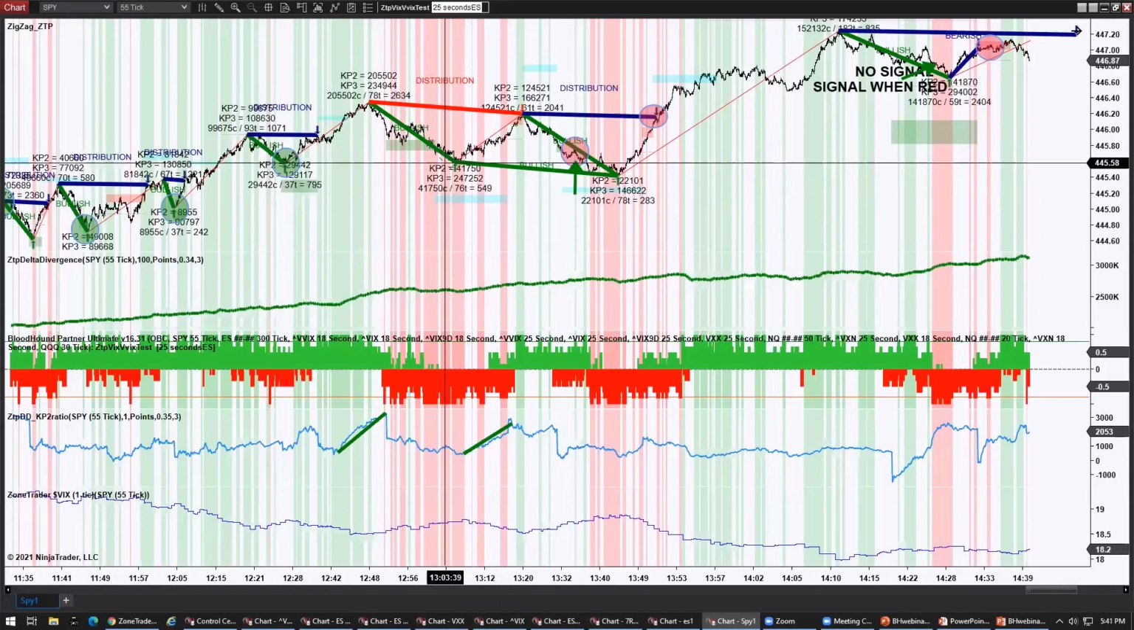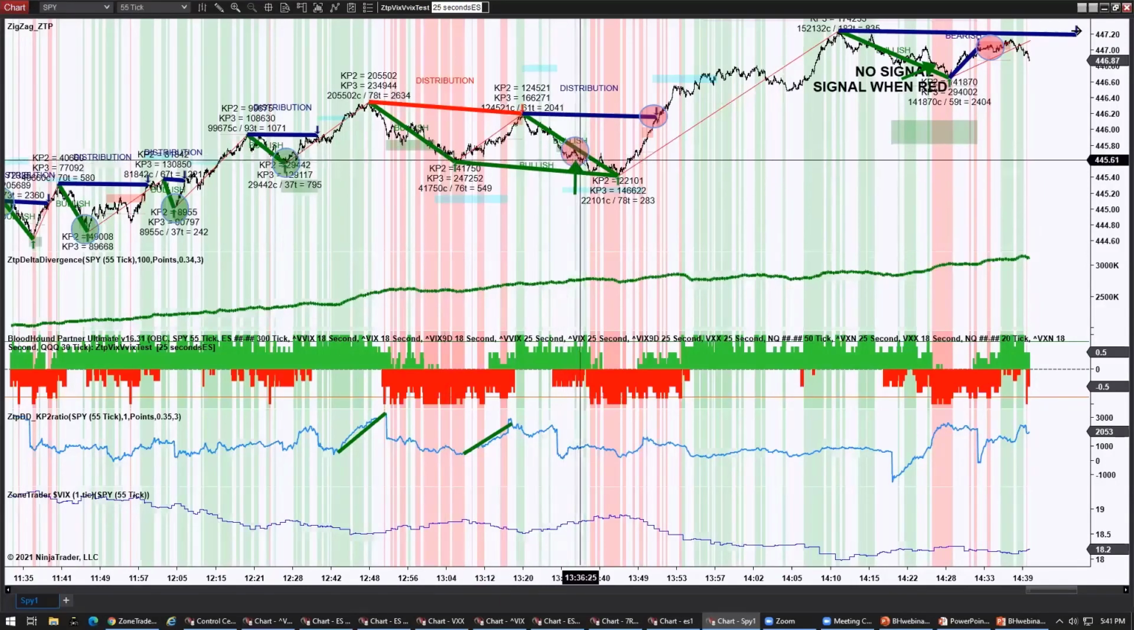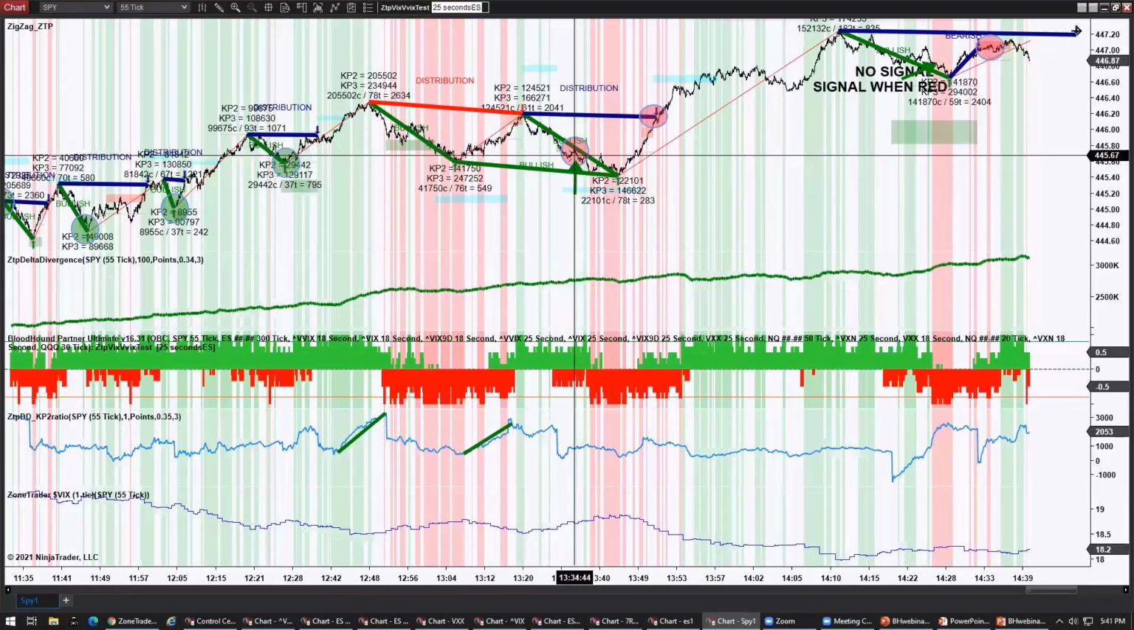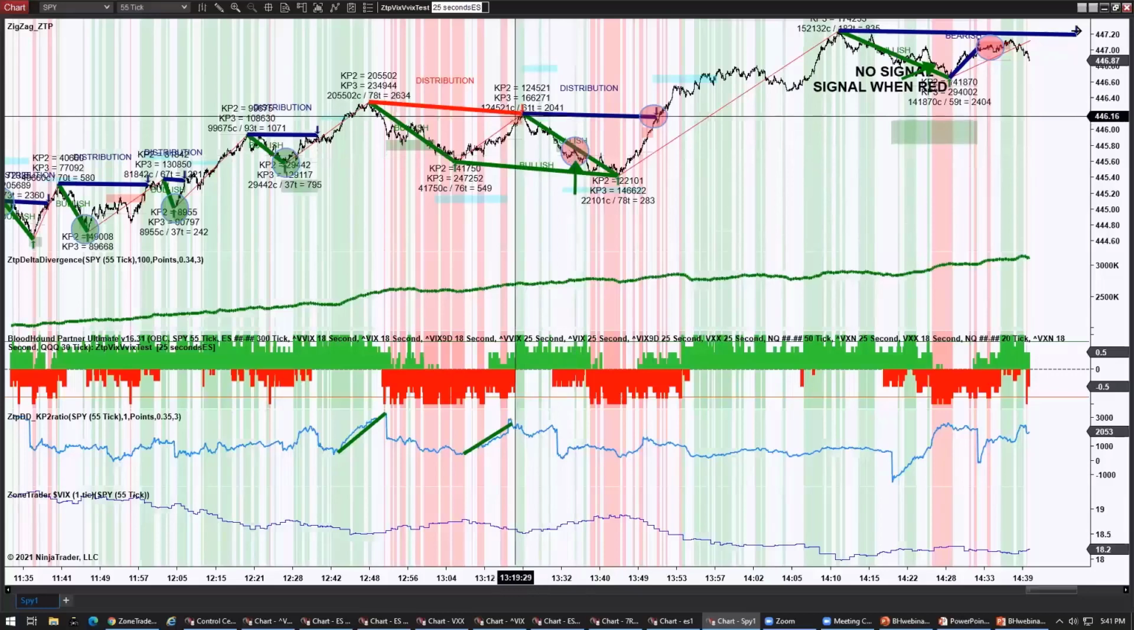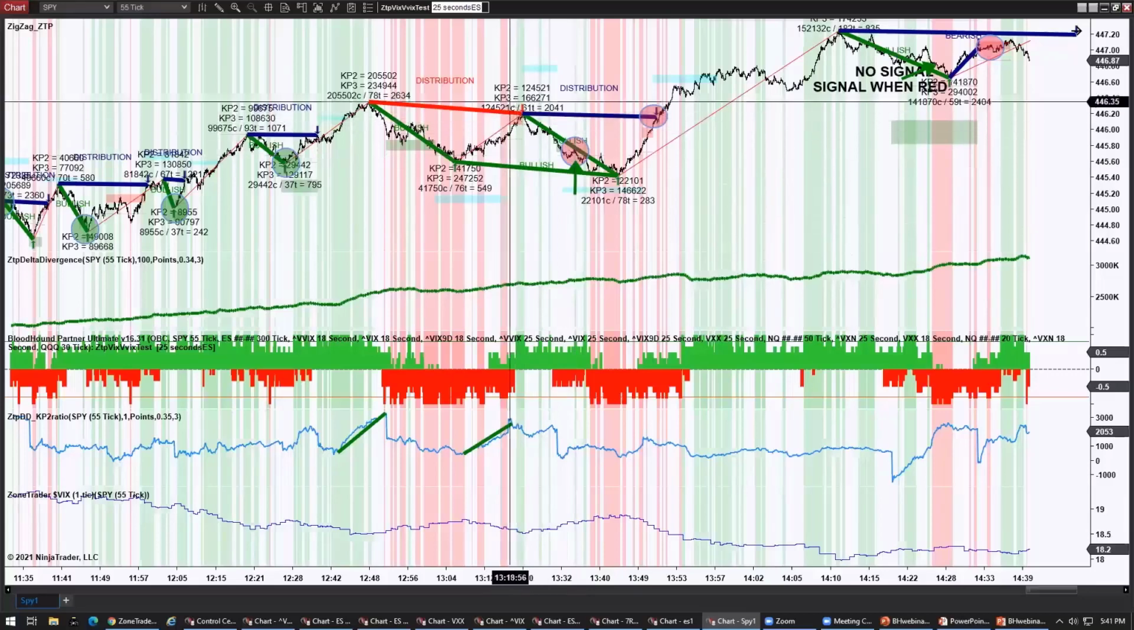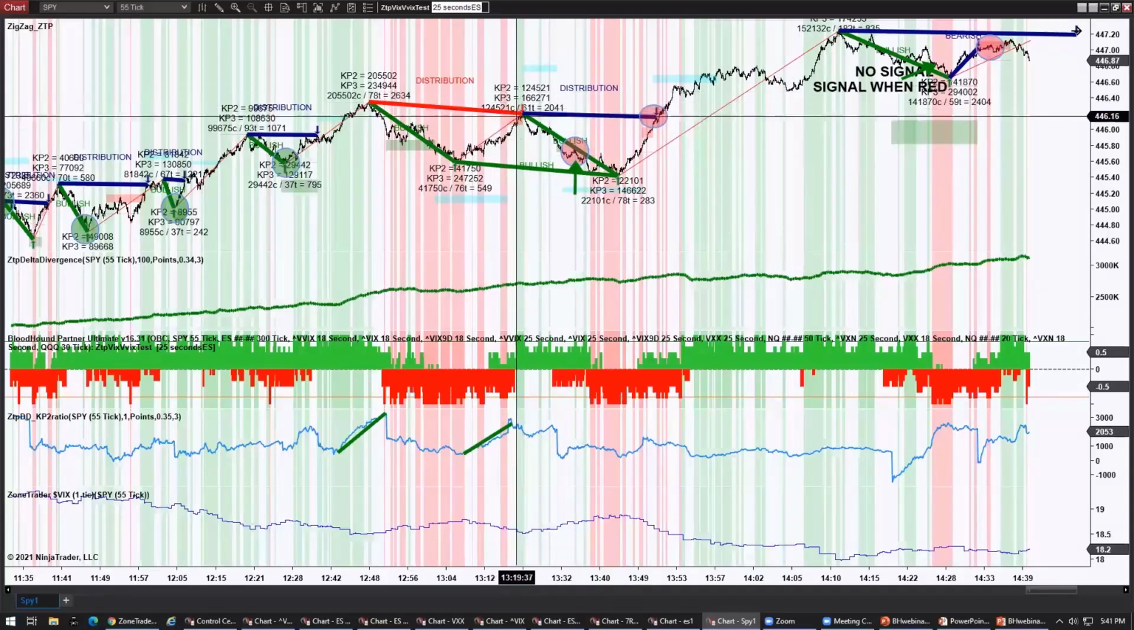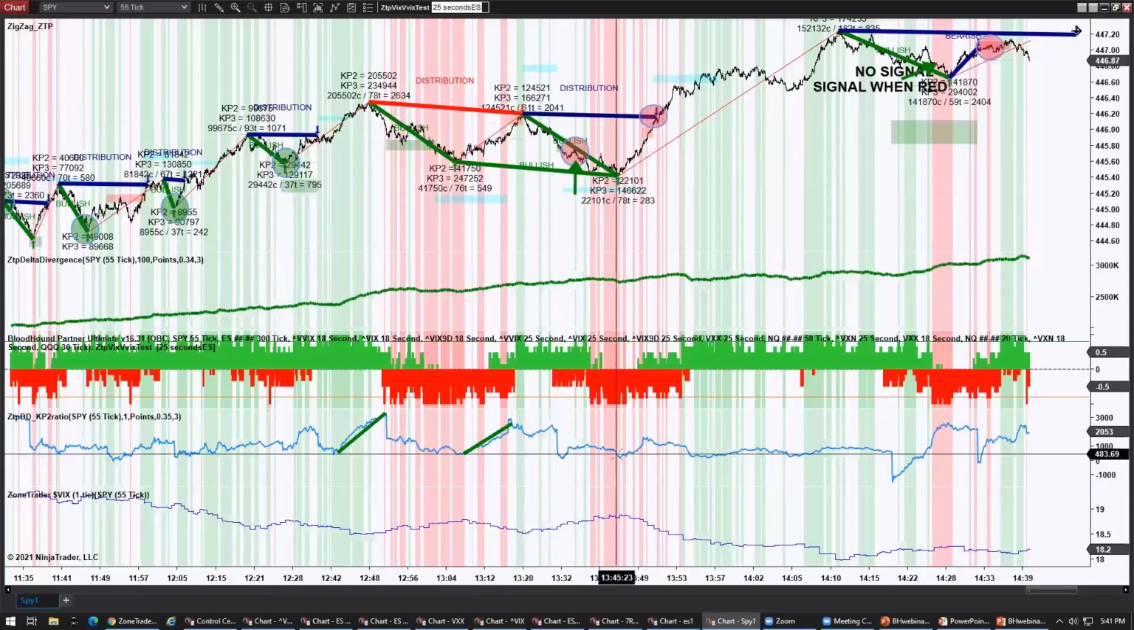It's really key to understand that just because you're getting the signal, that isn't the automatic go sign. Okay. If I were looking to sell this, what I need to see is some selling coming in before I sell it. And that's kind of how I trade this. I'm looking down here.